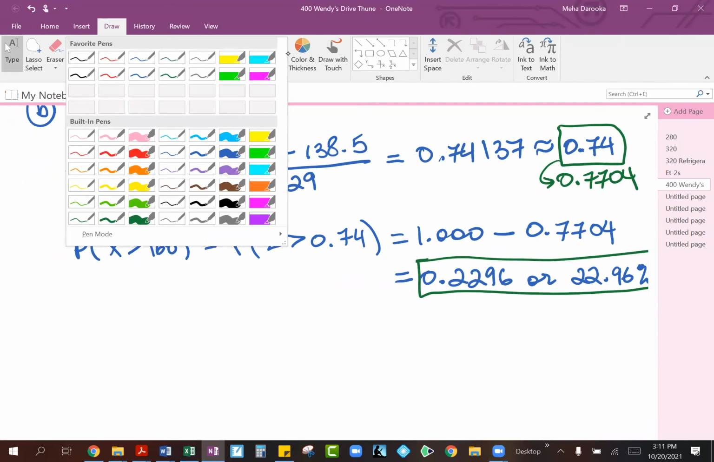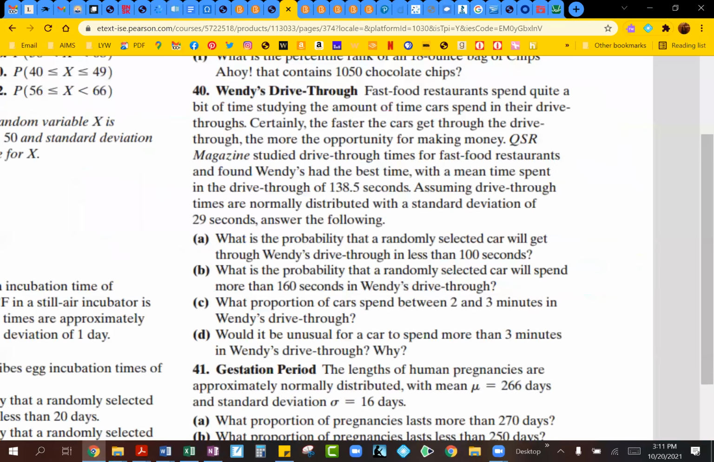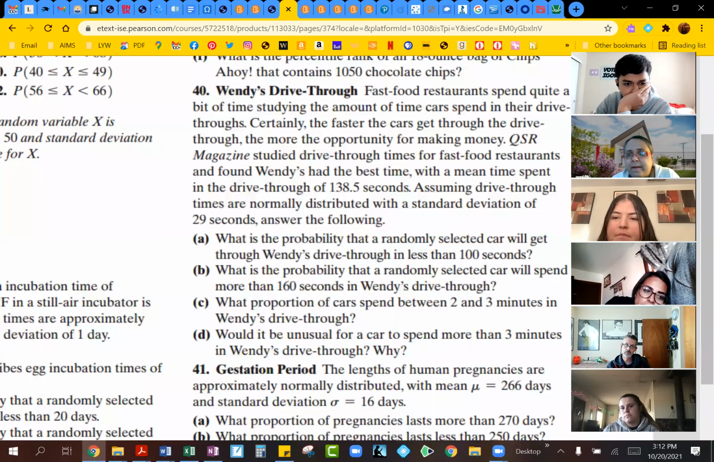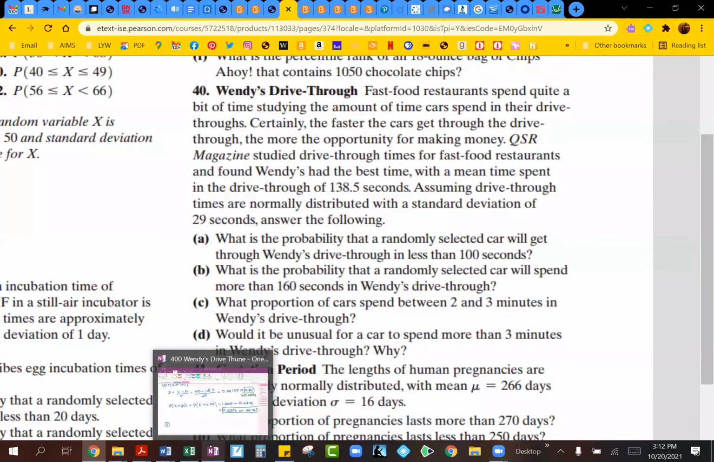Alrighty, very good. Now let's go down to part C, which said, what proportion of cars spend between 2 and 3 minutes in Wendy's drive-through? So let me ask you this, since they're giving you the time in 2 or 3 minutes, what's the first thing we should do here? Convert it. Yes, since they're giving you minutes, our time is given to us actually in seconds. So let's start with that.